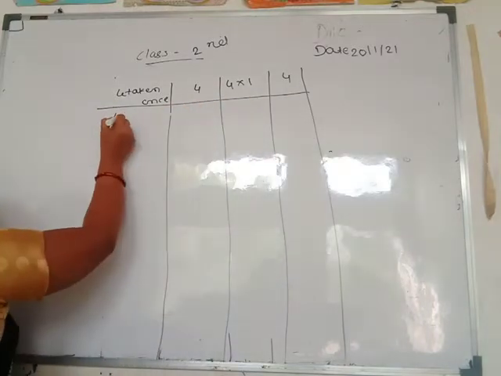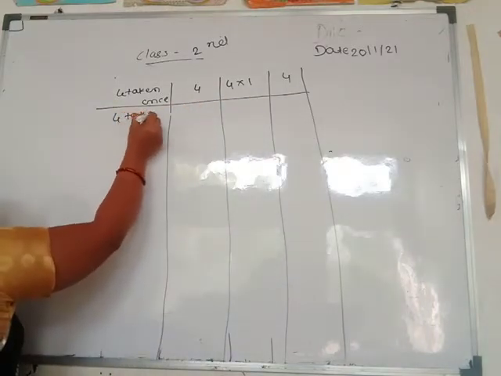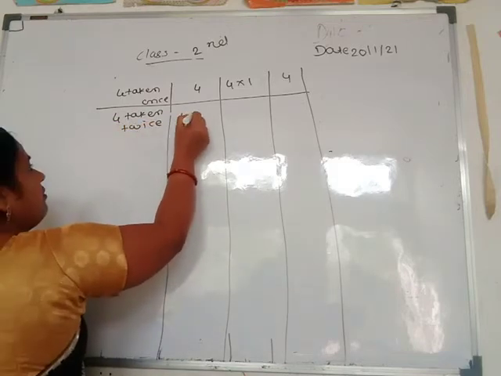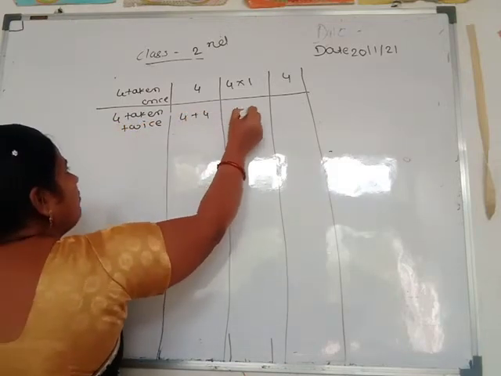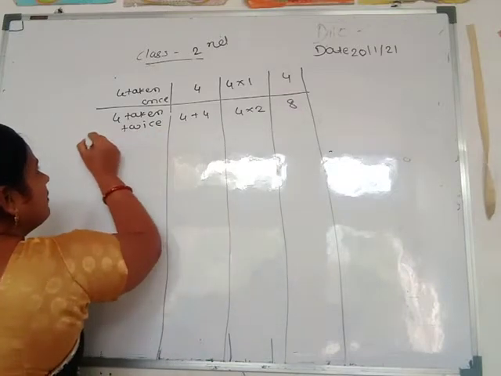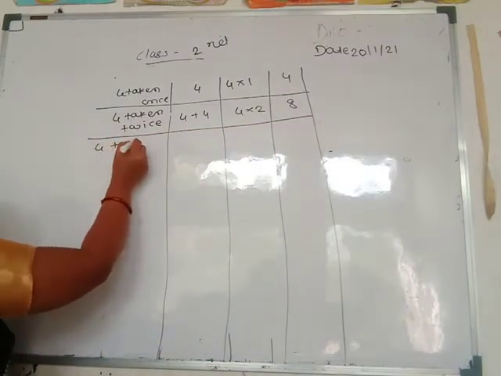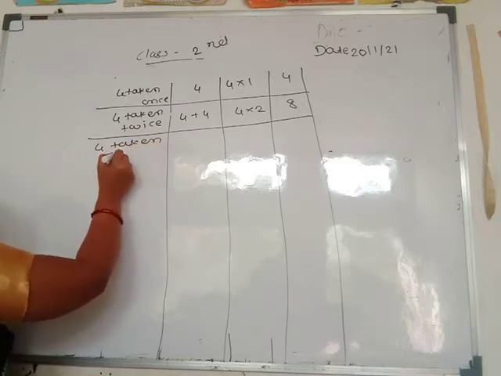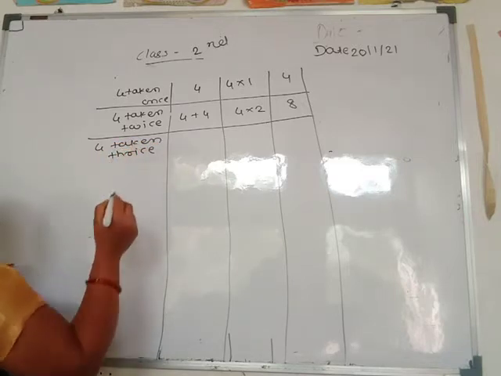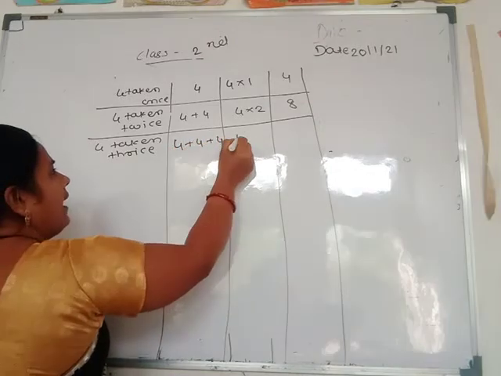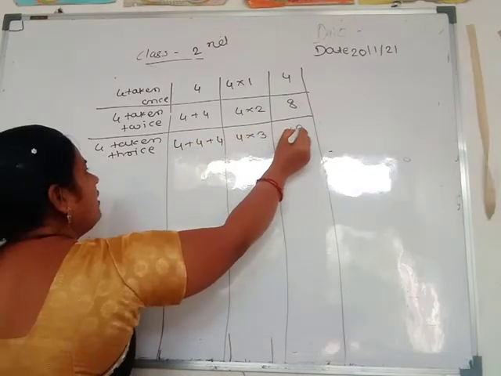Then, 4 taken twice. Twice means 2 times. Then, 4 plus 4. And here 4 twos are 8. 4 taken thrice. Thrice means you take here 4, 3 times. 4 plus 4 plus 4. And here write 4 threes are 12.